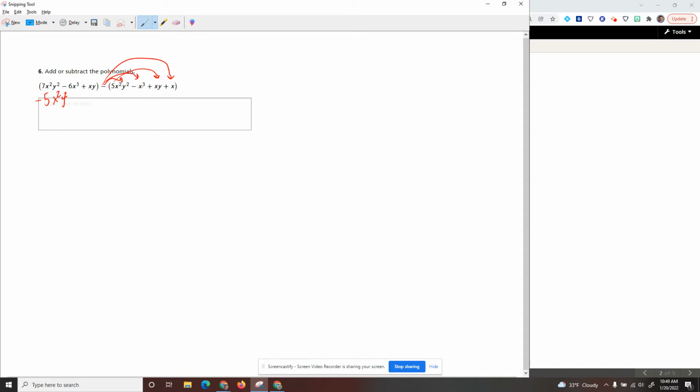So this will be minus 5x squared y squared. The negative distributed to the negative x cubed will make that plus x cubed. The negative distributed to the xy makes that minus xy. And then that x will just be minus x. Okay? 7x squared y squared minus 5x squared y squared will be 2x squared y squared. Negative x cubed plus x cubed is negative 5x cubed. These will add to 0, so that's gone, and then minus x. All right, so that would be your answer there.